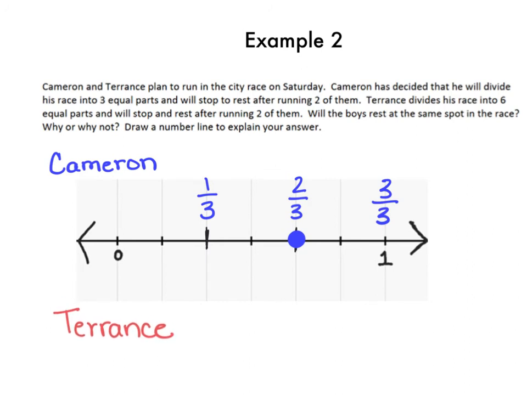Terrence wants to divide his race into 6 equal parts and will stop to rest after running 2 of them. So we will divide the entire race into 6 equal parts. Now let's add the fractions to that. We have 1/6, 2/6. Since Terrence would like to take a rest after running 2 parts of his whole entire race, we can see here that at 2/6 is when Terrence will rest. We can now see that Terrence will rest before Cameron rests, because 2/6 is not equal to 2/3.